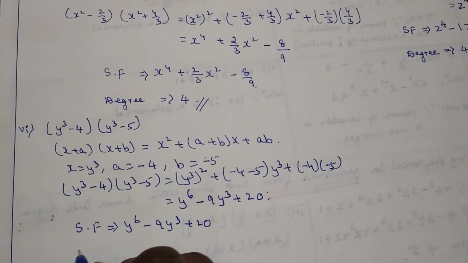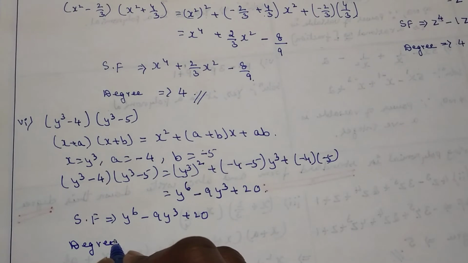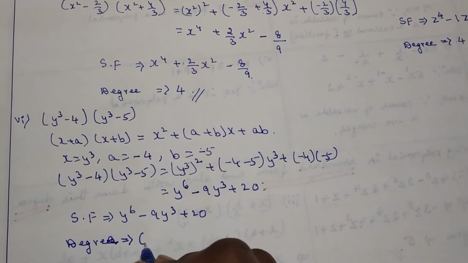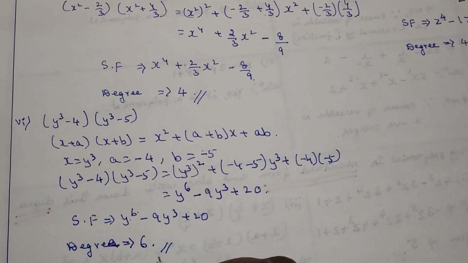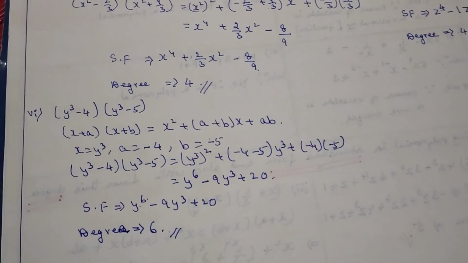Then the degree of this expression is nothing but 6, y to the power 6. Clear? So the power is 6, therefore the degree is 6. Now we'll move to the seventh question, children.